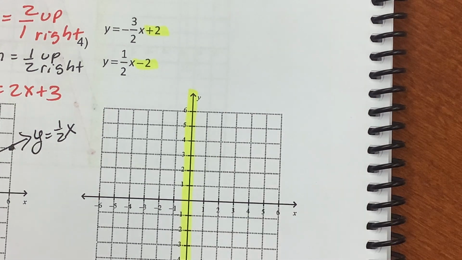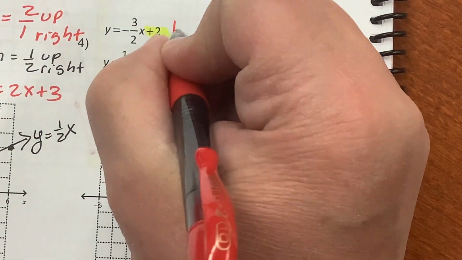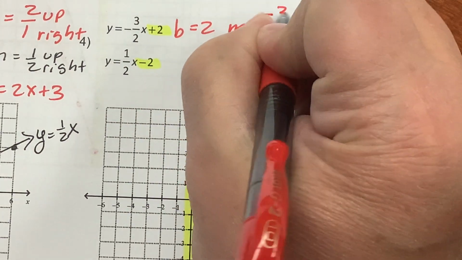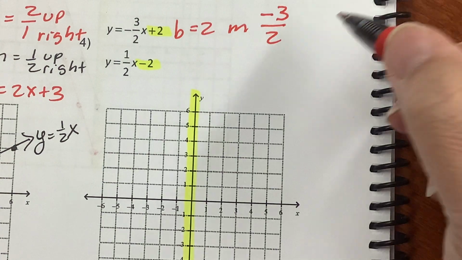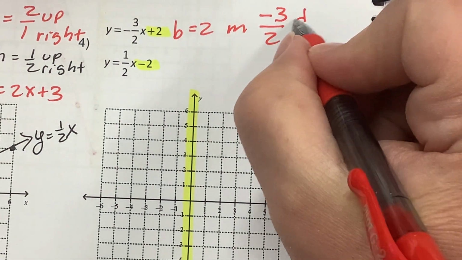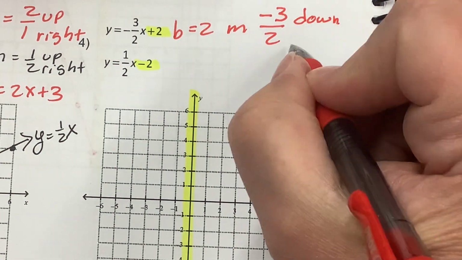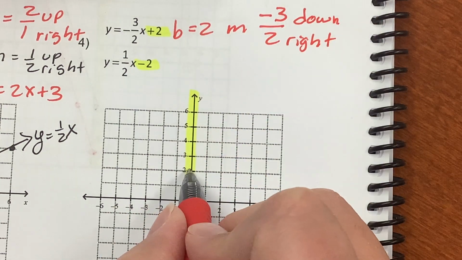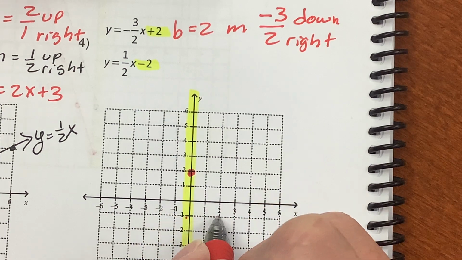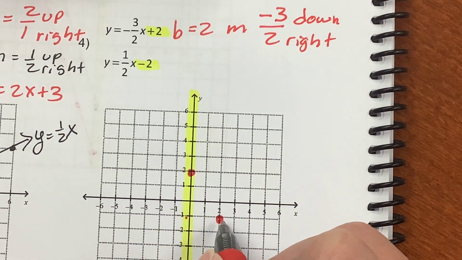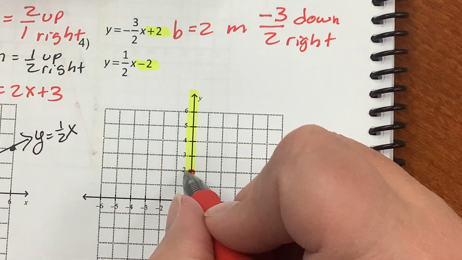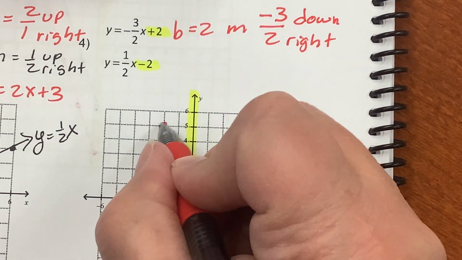Begin at the back with the b. Here, b is +2, and my slope m is -3/2. Negative means I go down, and +2 means I go to the right. So I'm going to begin at 2, and I'm going to go down 3, 2 to the right. Down 3, 2 to the right.